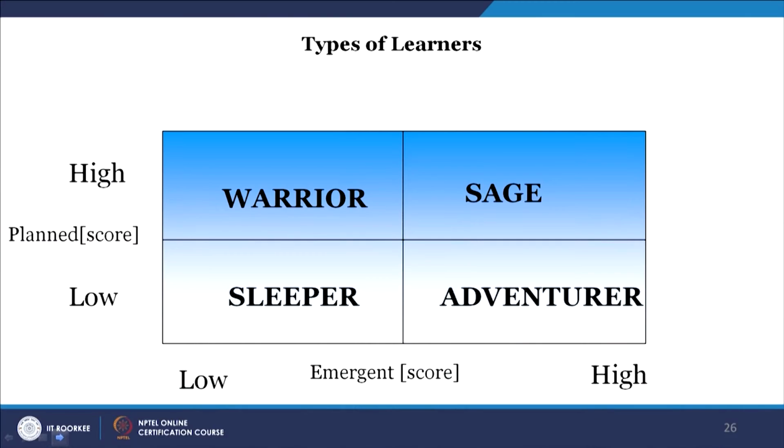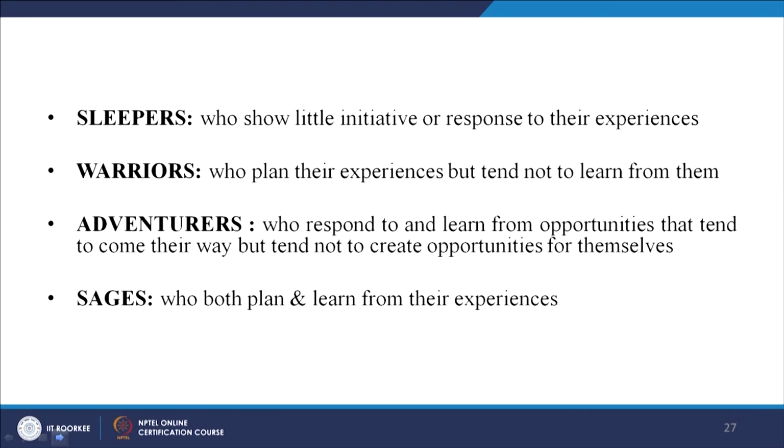Before concluding, I would like to take up the concept that there are different types of learners: warrior, sage, sleeper and adventurer. Here the emergent score and the plant score are low and high. If the emergent and plant are both low, it is a sleeper, which is self explanatory. If the emergent is high and the plant is low, it is an adventurer. If the plant is high but the emergent is low, the learner is a warrior, and otherwise a sage. So I would like to conclude with these definitions.